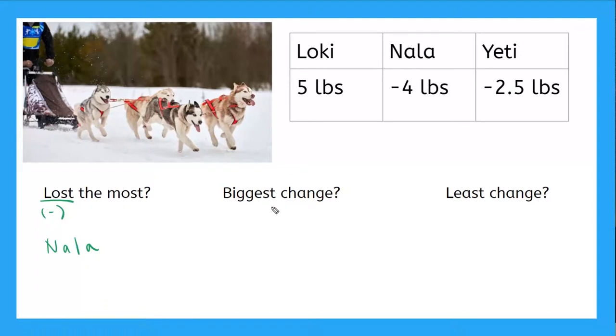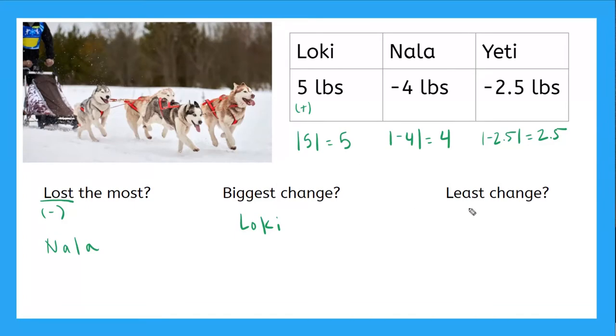Does that mean we're looking for positive or negative? Either one, right? So to do this, let's take the absolute value of each of the dogs' change in weight, and the biggest number will be the biggest change. So if we take Loki's, the absolute value of 5 is still equal to 5. For Nala, the absolute value of negative 4 will give us a change of 4. And Yeti, the absolute value of negative 2.5 will give us 2.5. So which of these numbers is the largest? Yeah, 5 is the largest. So that means Loki had the largest change in weight. Did he gain weight or did he lose weight? He had a change of positive 5. So that means he gained weight.